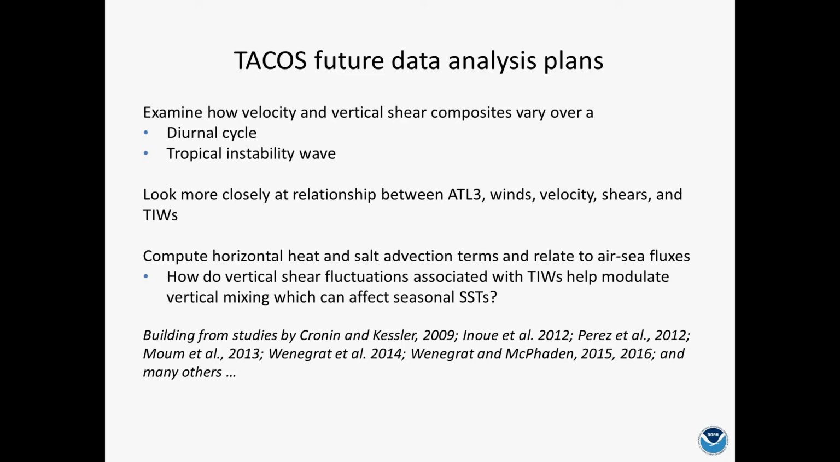I'd like to look more closely at the relationship between the equatorial temperatures, winds, velocities, shears, and TIWs, and try to understand why that relationship seems to have changed. And then I'd like to compute horizontal heat and salt advection terms and relate them to the air-sea fluxes. One of the questions that Greg and I have been talking about is how vertical shear fluctuations associated with the tropical instability waves help to modulate vertical mixing, which can affect the seasonal SST evolution. That would follow on previous studies by Jim Moum and several others. So that's some of the ideas of where we're taking this.